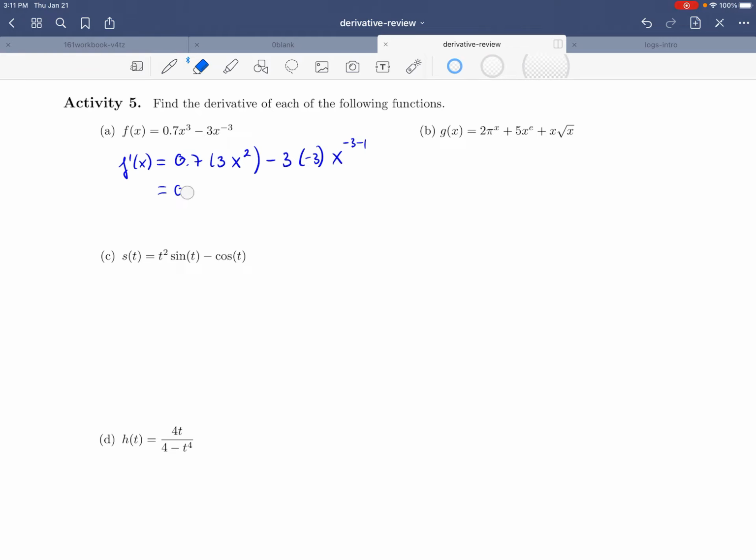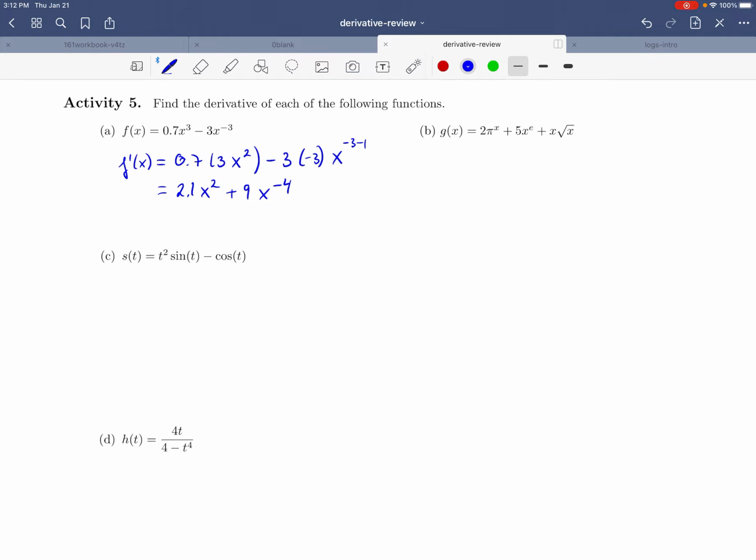So doing a little cleanup, we can simplify 0.7 times 3, that is 2.1. So we have 2.1 x squared, and then we have minus 3 times minus 3, that's a total of plus 9. And then x to the minus 3 minus 1 is minus 4. So that's our first derivative.